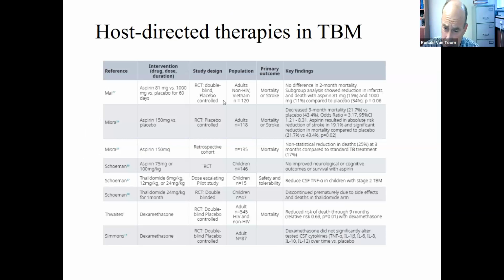There have been studies using aspirin. The study that my colleague Johan did showed no improvement in outcome or survival. There have been studies from India which showed that it does reduce the risk of stroke in children with severe TBM. But the results are still inconclusive. There's not enough evidence to recommend it as standard therapy, and hopefully the SURE study will give us better indications as to whether we should add aspirin to our treatment regimen. And then there have been studies on thalidomide, which Johan started and I continued with, and I'm going to show you some of the results there.